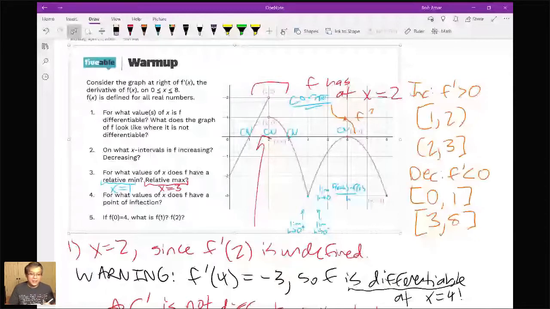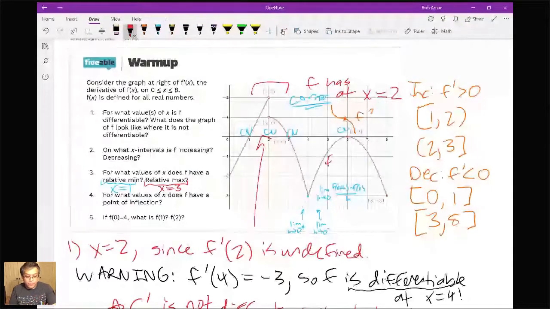Okay, so x equals 6 for sure, right? Because f prime goes from increasing to decreasing, right? So f prime changes signs, right? So f double prime is greater than 0 here, and f double prime is less than 0 here. If you were to draw a tangent line to the tangent line, that would be f double prime. Okay, so x equals 6 for sure.